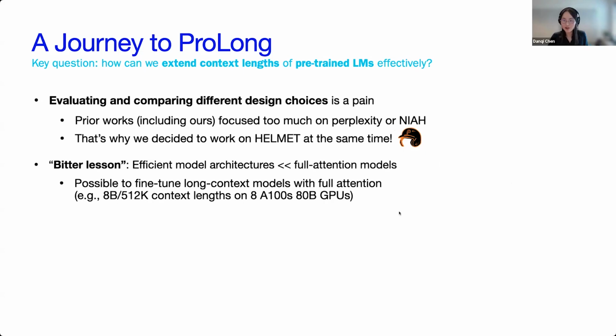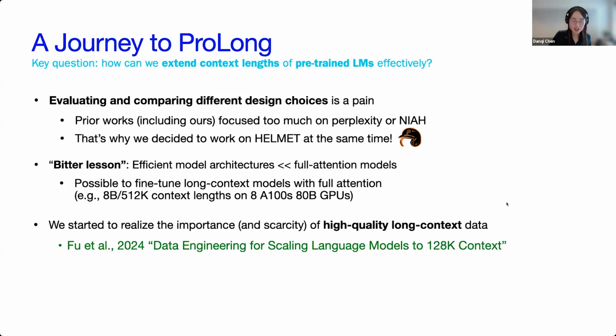it's actually very doable to do this on 8 A100 GPUs. It's still a lot of GPU memory, but it's much more doable than we previously thought. At this point, we also started to realize that the importance in developing long context models is not in the model architecture, but in high quality data, especially high quality long context data. Last year, there was a very nice paper called Data Engineering for Scaling Language Models, which addresses the exact point that data engineering could play a more important role than the model architecture.